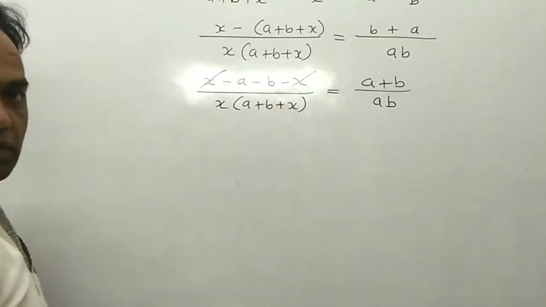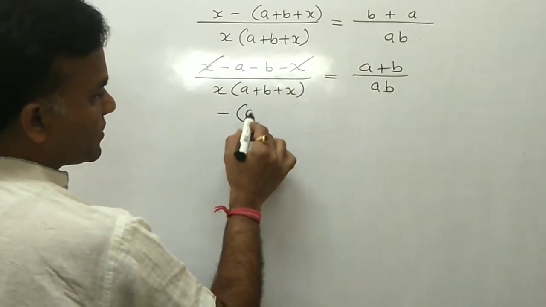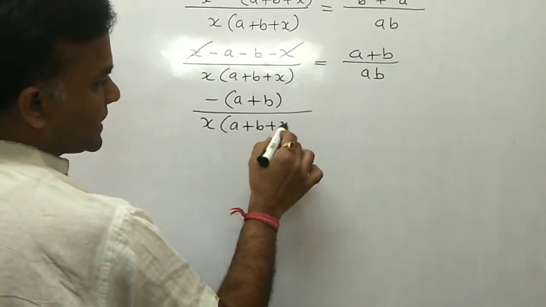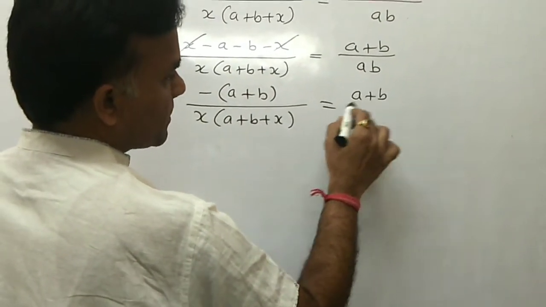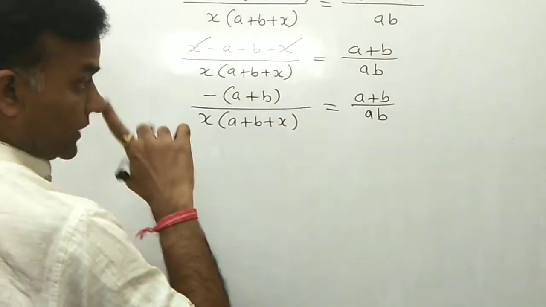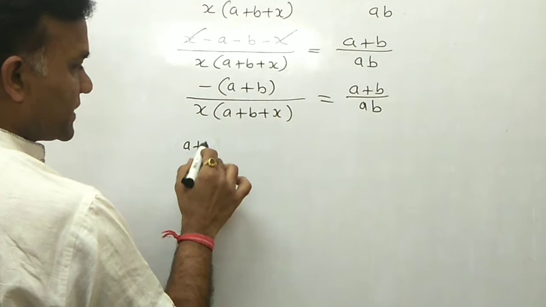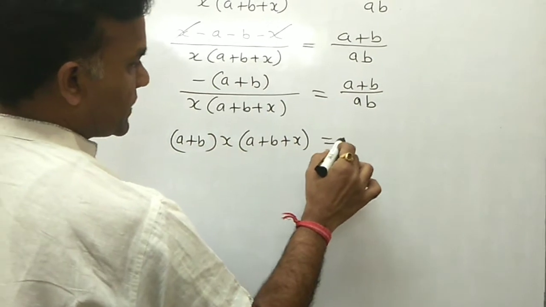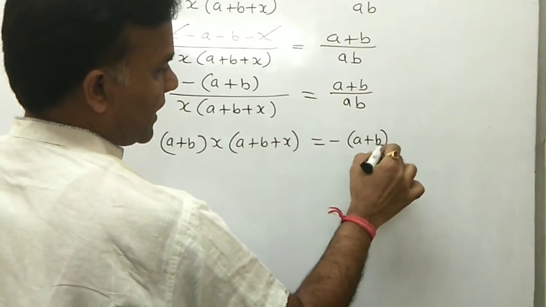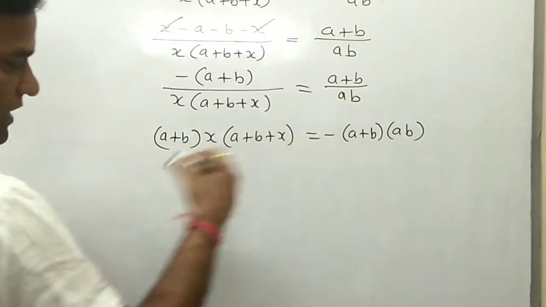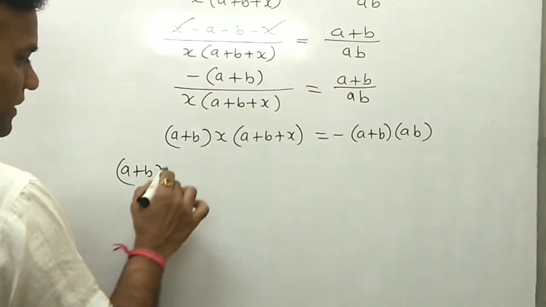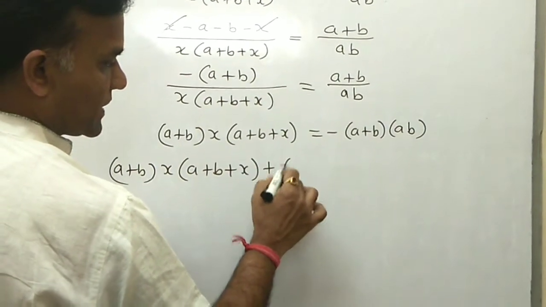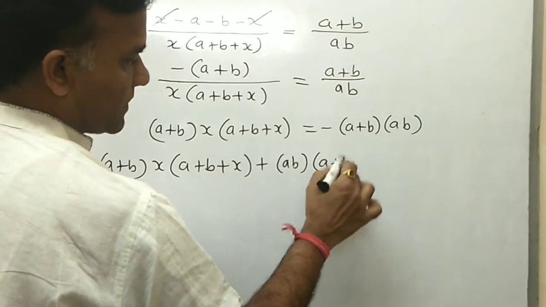So this x is cancelled out, and the minus sign is common, so you have minus (a plus b) over x times (a plus b plus x), equal to (a plus b) over ab. Now doing the cross multiplication, (a plus b) x (a plus b plus x) equal to minus (a plus b) into ab. Then shift to the left hand side: (a plus b) x (a plus b plus x) plus ab (a plus b) equal to 0.